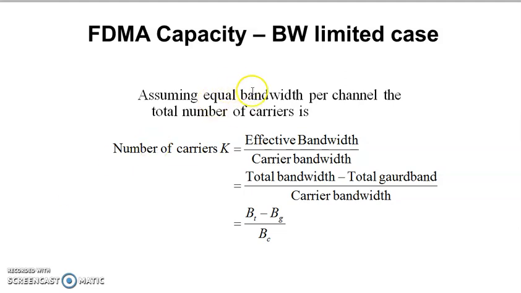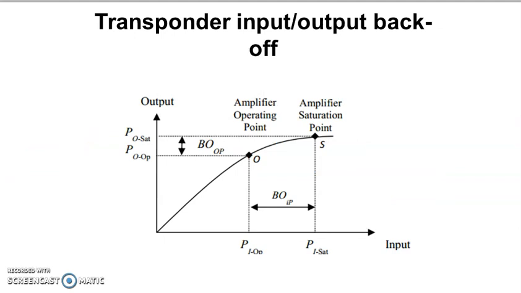If the bandwidth is not equal for each and every channel, as in the earlier example with bandwidth 1 and bandwidth 2, then this equation will be different. The number of carriers and all we can calculate, and that will be different for all those cases.